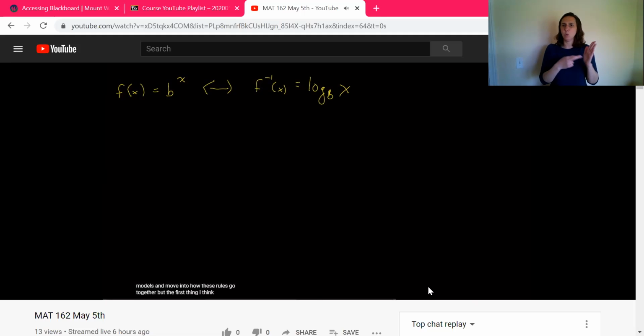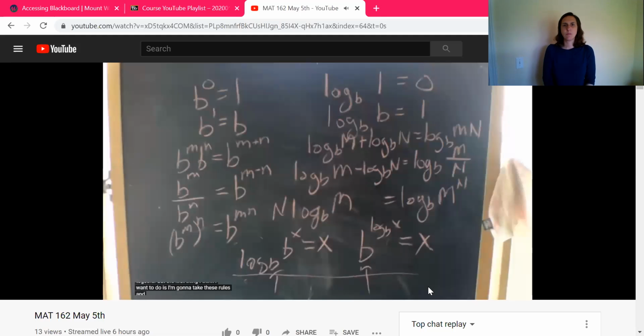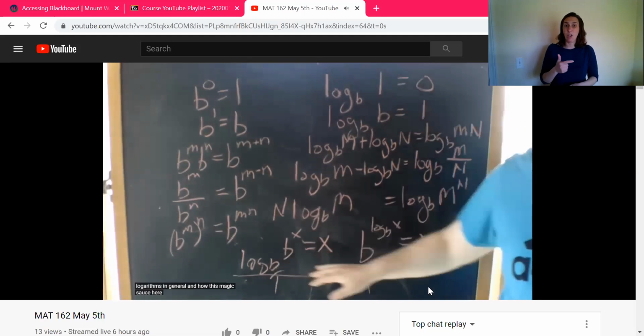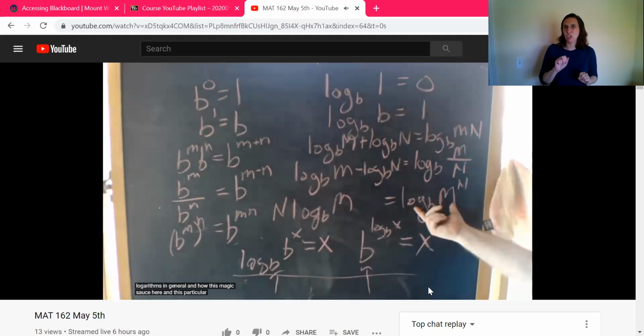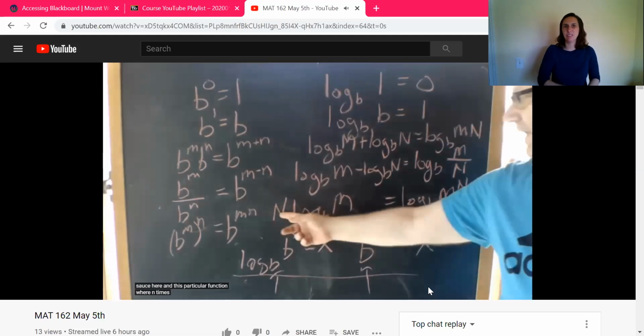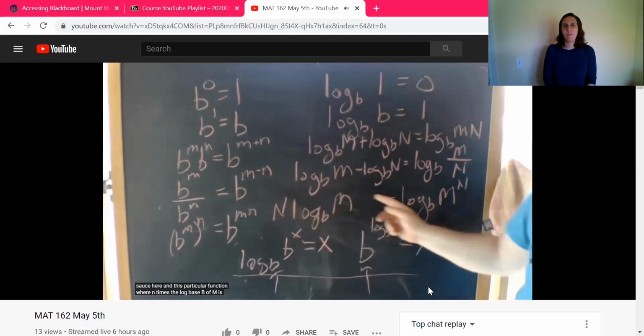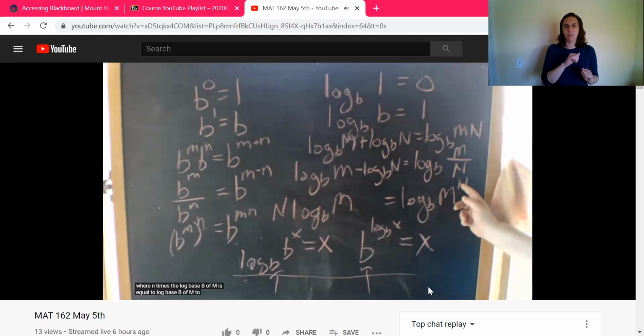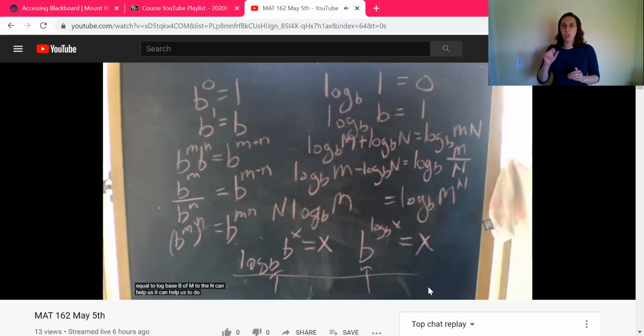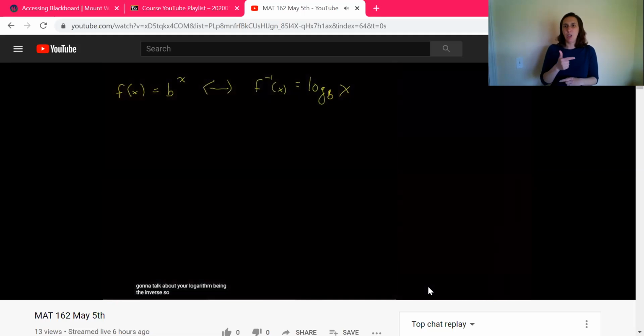But the first thing I think I want to do is I'm going to take these rules and show the usefulness for them for logarithms in general, and how this magic sauce here and this particular function where n times log base b of m is equal to log base b of m to the n can help us, and it can help us do something that we've had a problem with. And so I'm going to talk about your logarithm being the inverse. So we have the log base b of some function is the inverse.